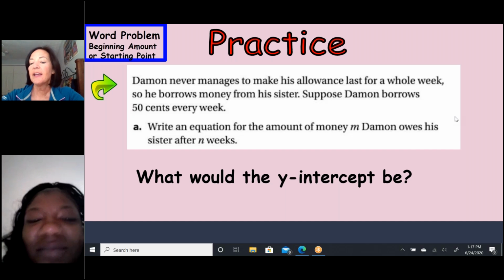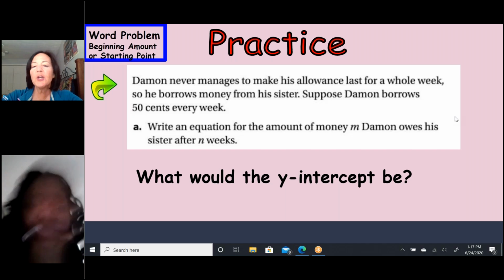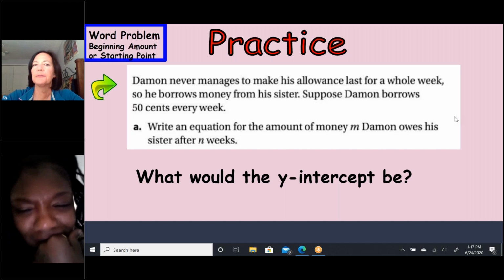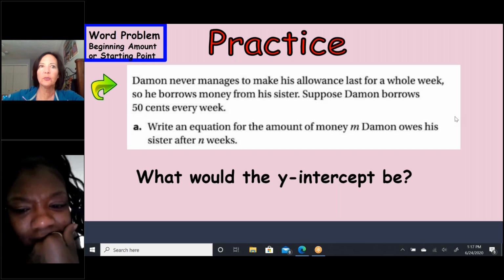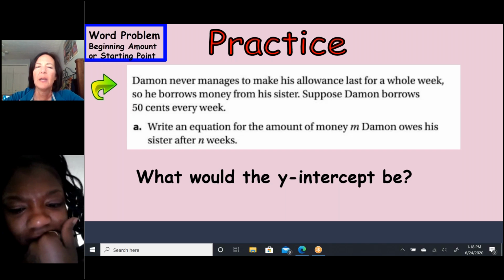No, that's not it. This is a tricky question, and this comes up a lot. 50 cents, that's how much he borrows this week, and he borrows it next week, and the next week, and the next week. That would be the rate for this problem, which is also the slope, but we're going to practice that later. So that's how much money he keeps borrowing every week. But that's not his beginning amount.